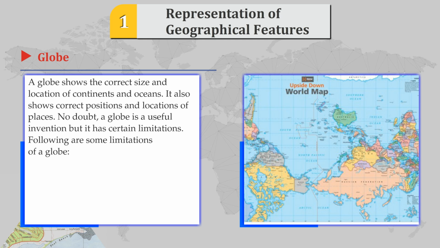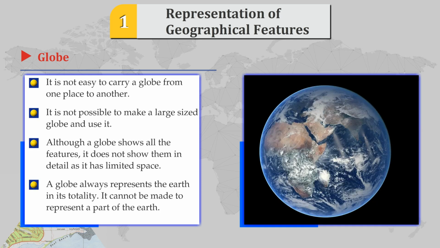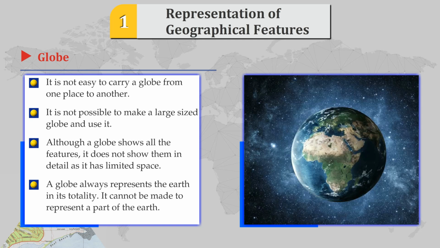No doubt, a globe is a useful invention, but it has certain limitations. Following are some limitations of a globe. It is not easy to carry a globe from one place to another. It is not possible to make a large-sized globe and use it. Although a globe shows all the features, it does not show them in detail as it has limited space. A globe always represents the earth in its totality. It cannot be made to represent a part of the earth.